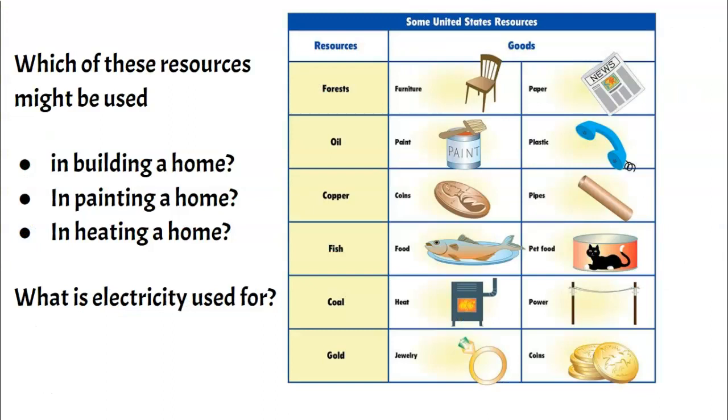Now, we can also learn about natural resources from charts and graphs. For example, in this particular chart, we can answer the following questions. Which of these resources might be used to build a home, or paint a home, or heat a home? What is electricity used for?